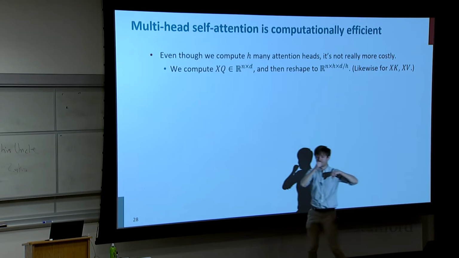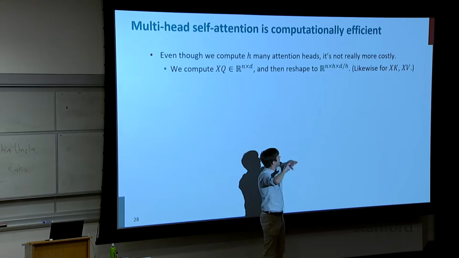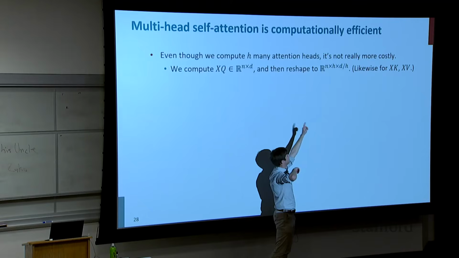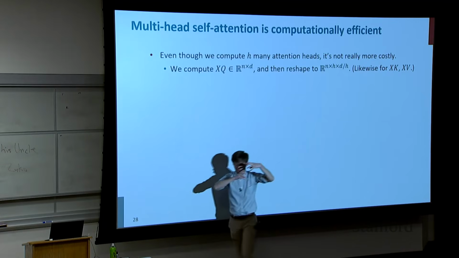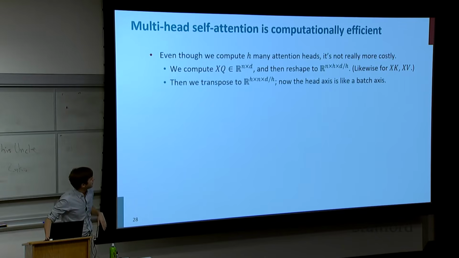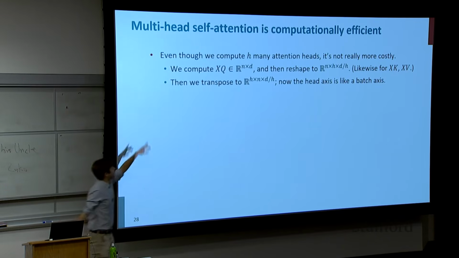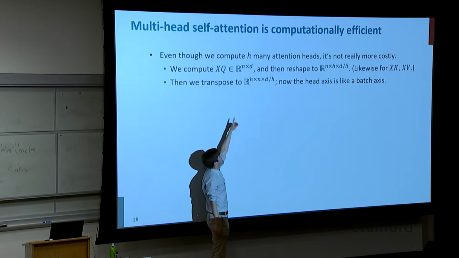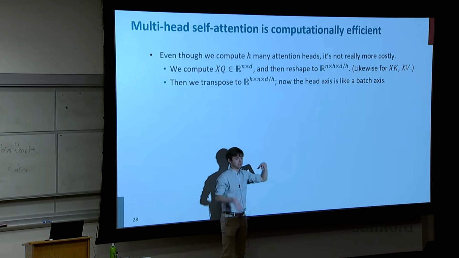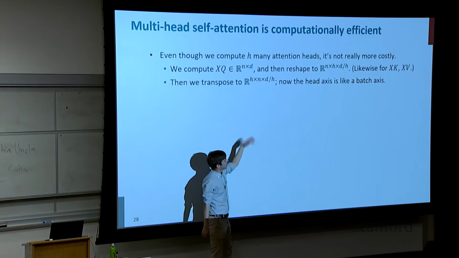So I've just reshaped it into a big 3-axis tensor. The first axis is the sequence length, the second is the number of heads, and the third is this reduced model dimensionality. And that costs nothing, right? I do the same thing for K and V. And then I transpose so that I've got the head axis as the first axis. Now I can compute all my other operations with the head axis kind of like a batch.